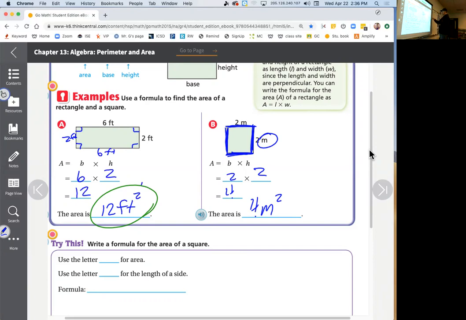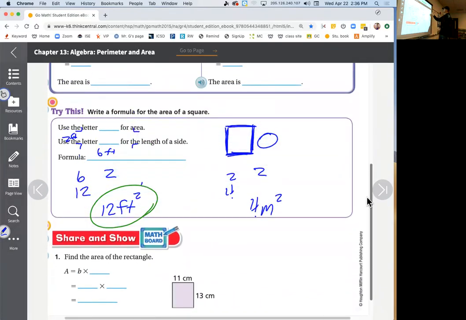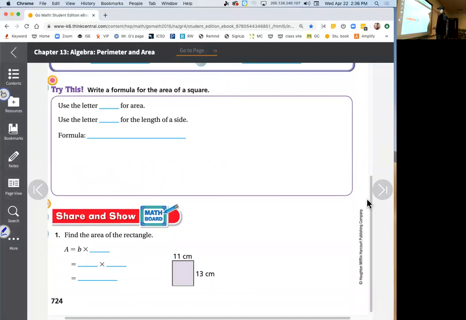Okay, so try this. Let me scroll down, clear that out. Try this. Use the letter A, capital A. We use capital A for area. Use the letter blank for the length of a side. Oh, this is a square. The area of a square.